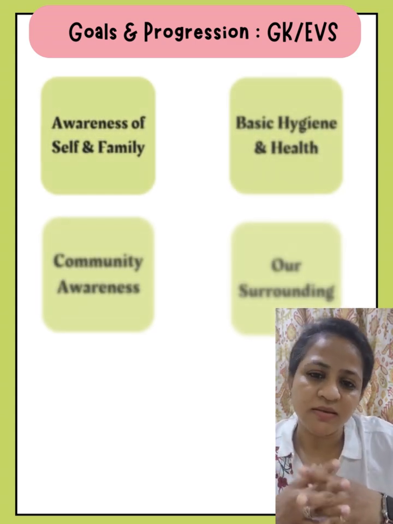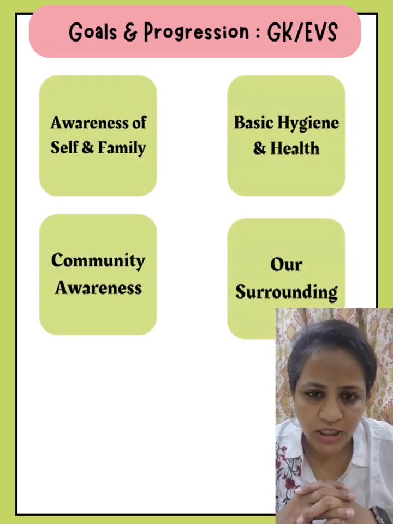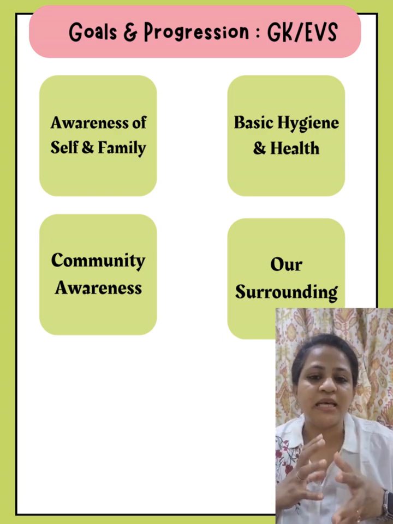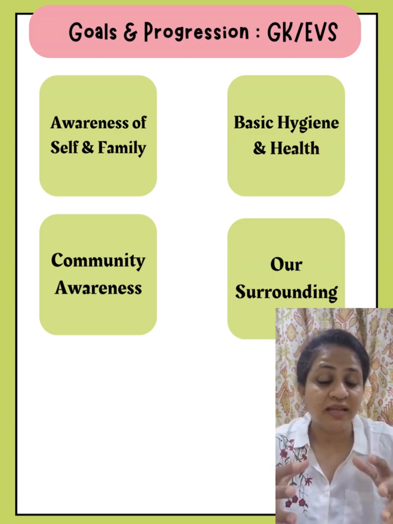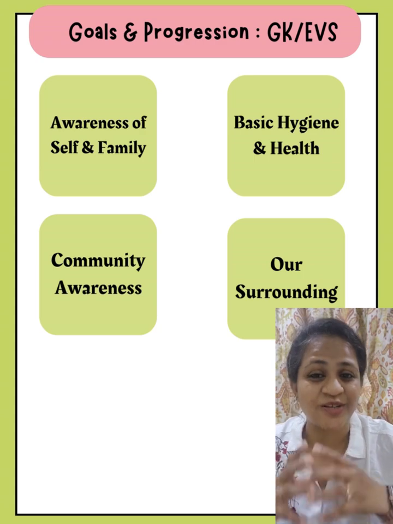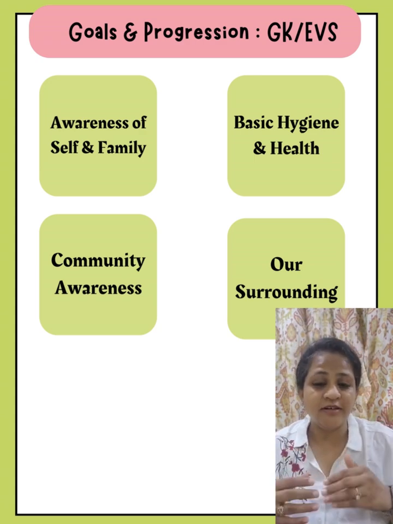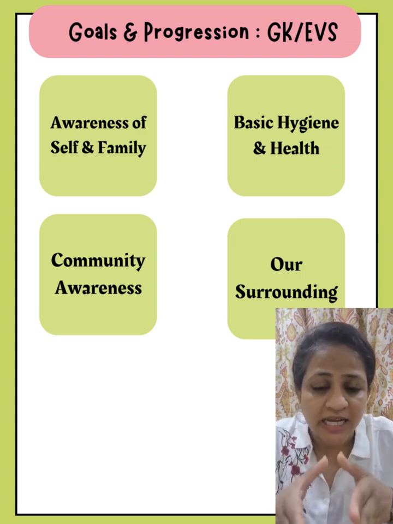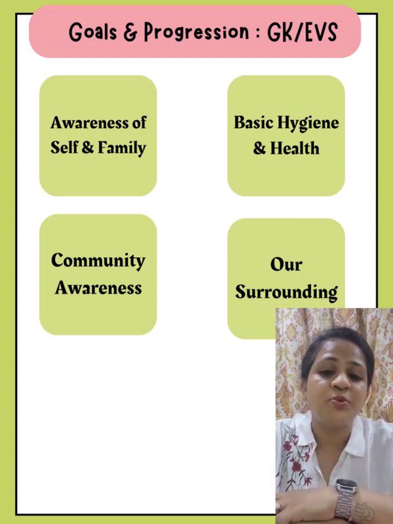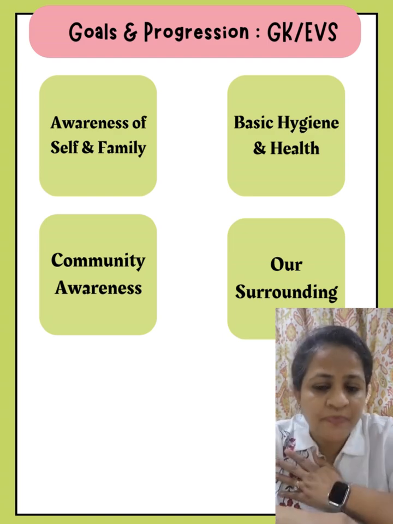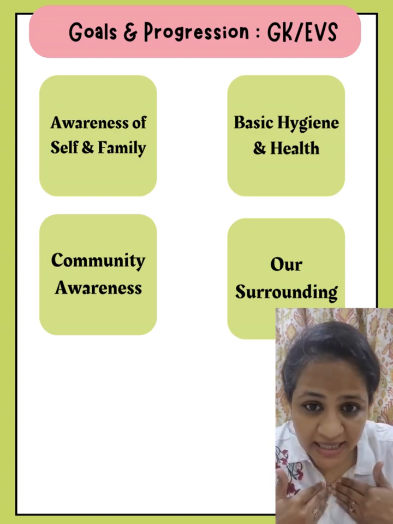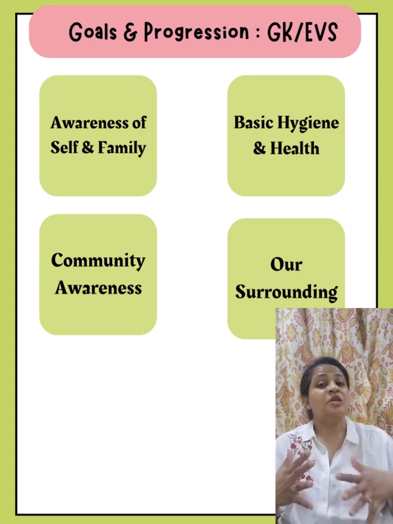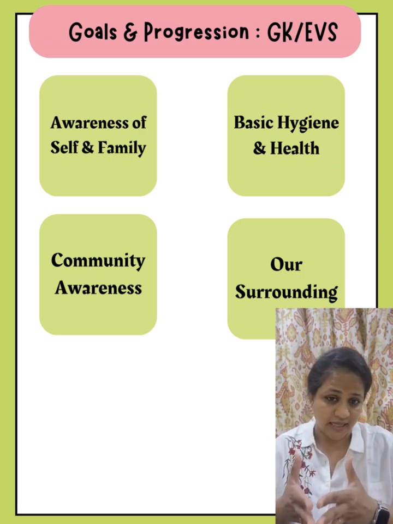Okay, so the third domain is what we call GK, or general knowledge, or EVS, that is environmental studies. This is a topic which I'm sure the children enjoy the most. The goals we put across while designing this domain: the very first one is awareness of self and family. This is when the child learns about myself. I have two eyes, I have a nose, I have two ears. This is what the child learns here.